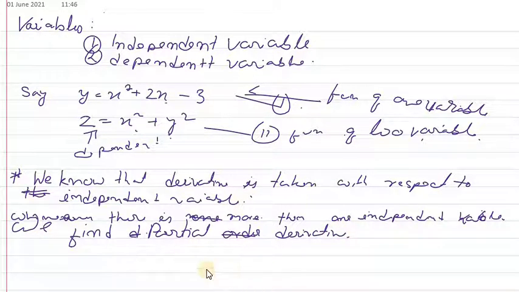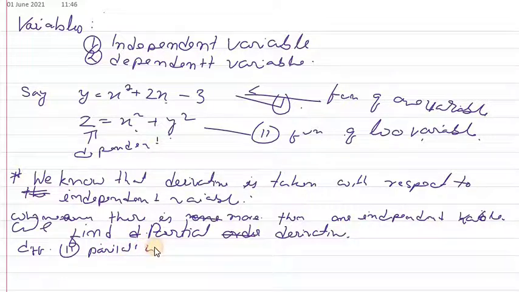So what is a partial derivative? For example, you have a function z of x and y. Whenever you take the partial derivative with respect to x, y will be a constant, and whenever you take the partial derivative with respect to y, x will be constant. That's it.